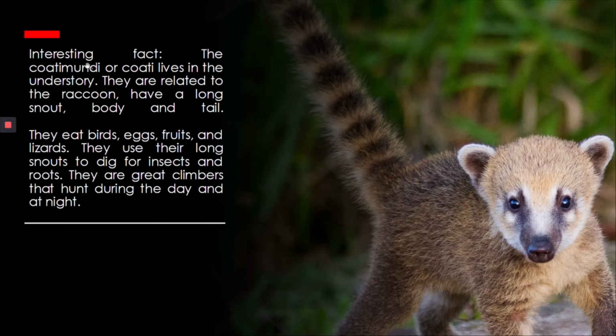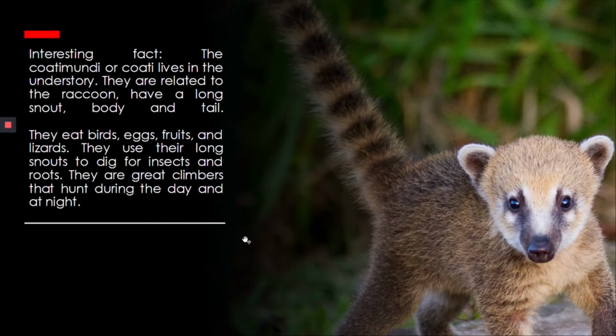An interesting fact, the coatimundi or coati lives in the understory. They are related to the raccoon. They have a long snout, body, and tail. Do you remember the raccoon? Pocahontas' best friend? They actually resemble a raccoon. You see here the big snout, the body, and the long tail with those stripes.